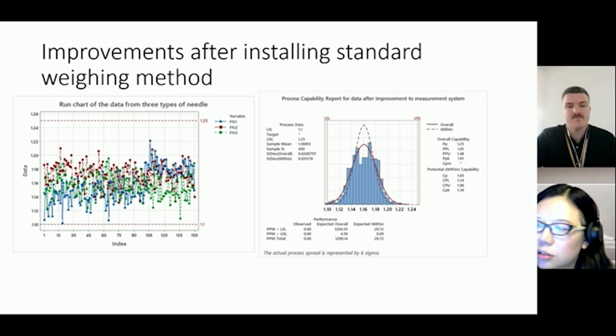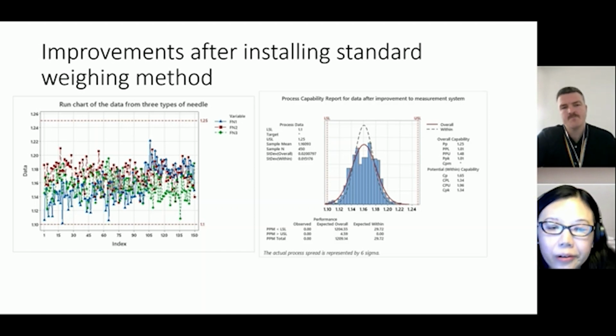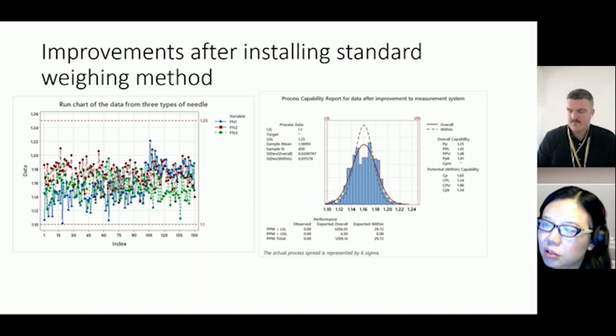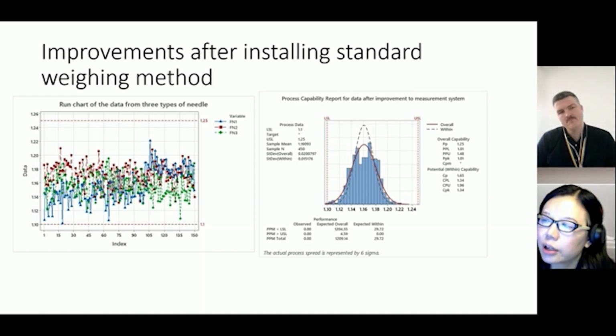So I guess the next step would be maybe to get the process closer to the target, or have you got a target that you want to achieve? We want to try and hit around the centre of specification, which is around about 1.17. So that's what we want to aim for. Right, I see. Yeah, now you've got a good measuring system, maybe it's time to look at what things you can improve in the process.